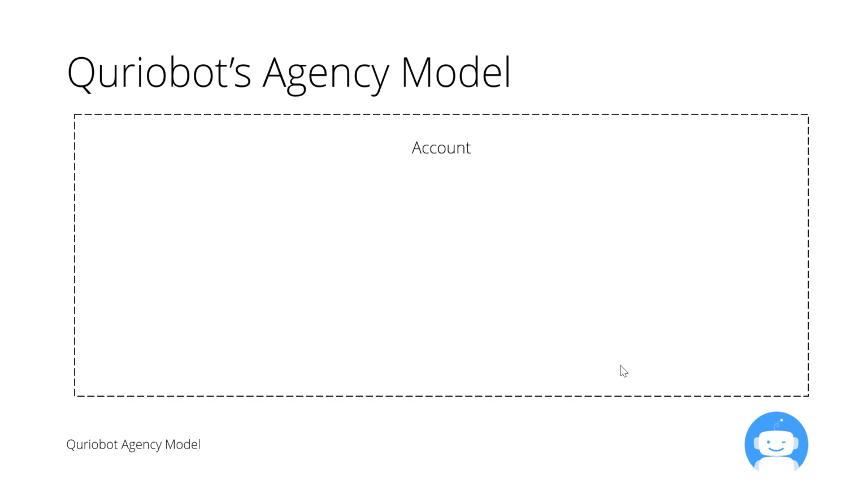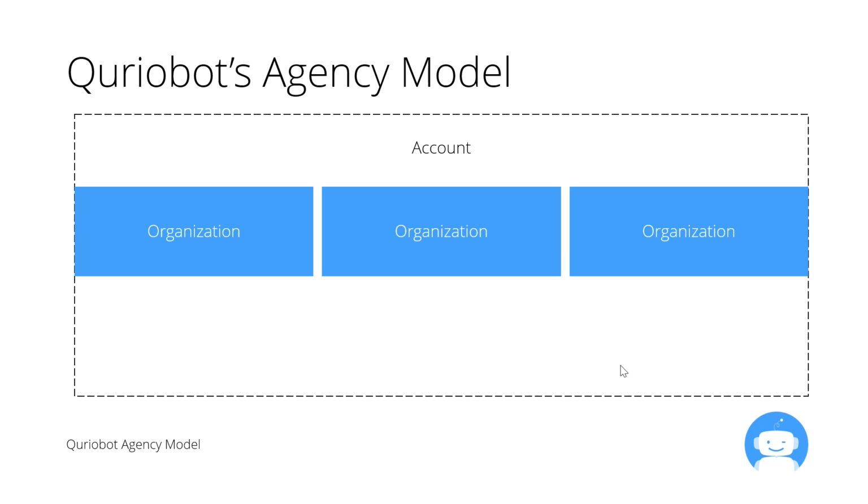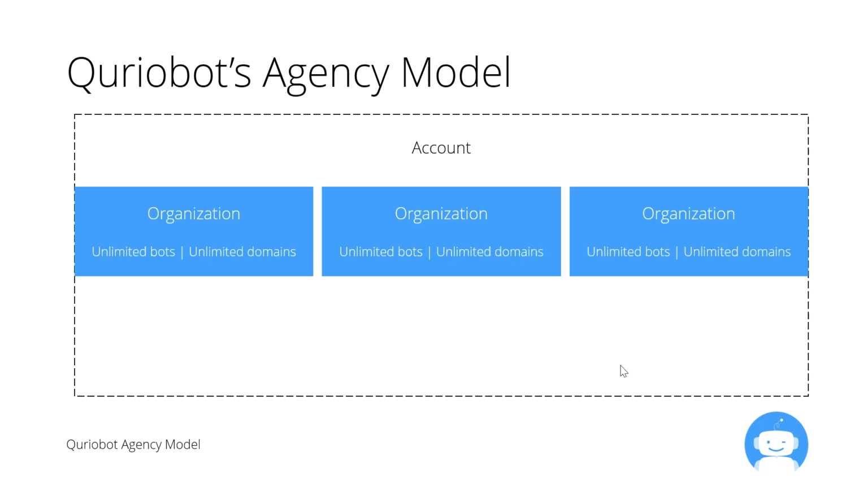So to go through it quickly and hopefully also clearly, when you sign up for Quriobot, you create an account. And within this account, there's by default one organization, being yours, being you. You have the flexibility within every account that you have to create multiple organizations. And within these organizations, you can create an unlimited amount of bots and embed these bots on an unlimited amount of domains.